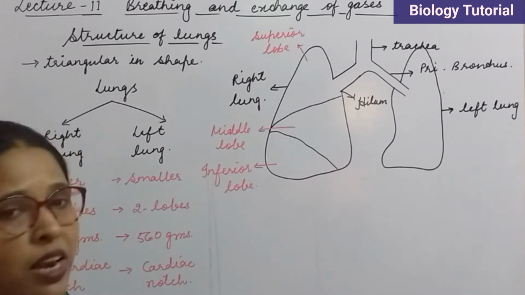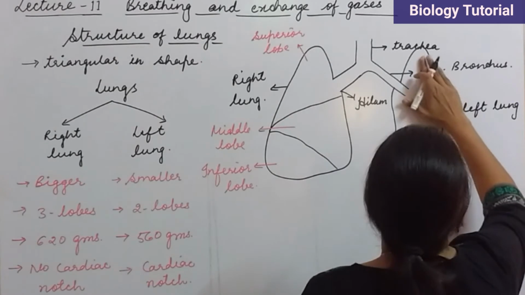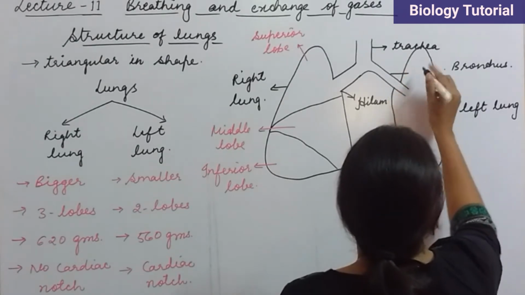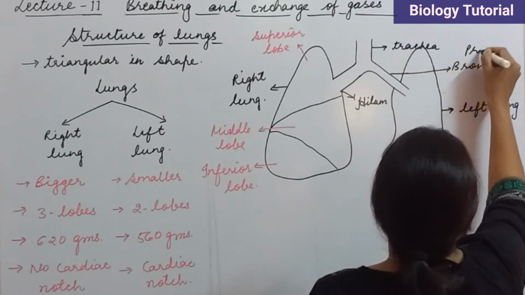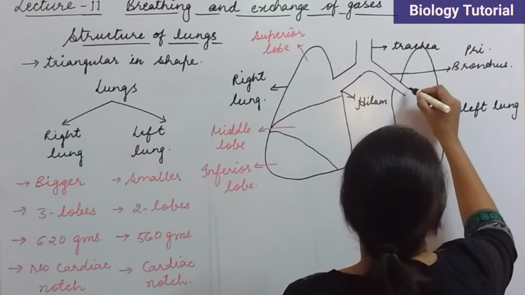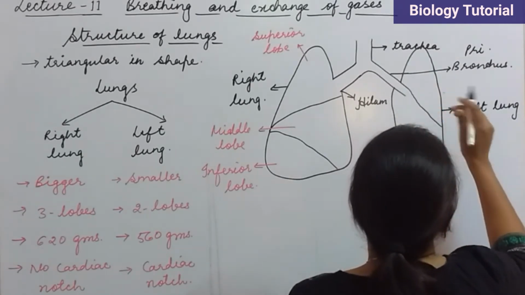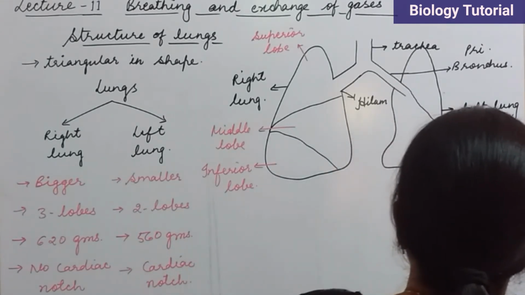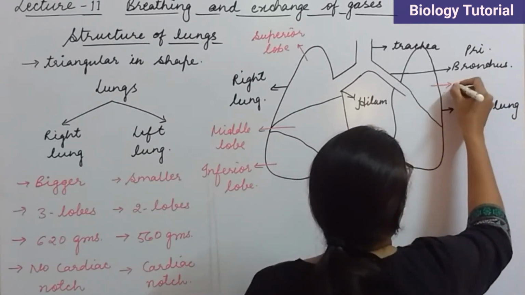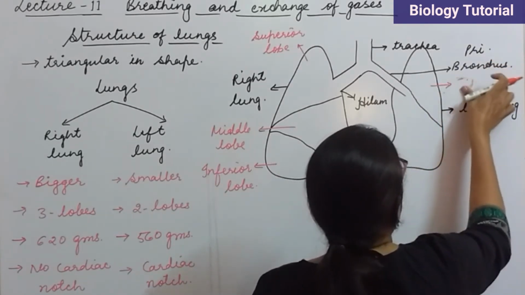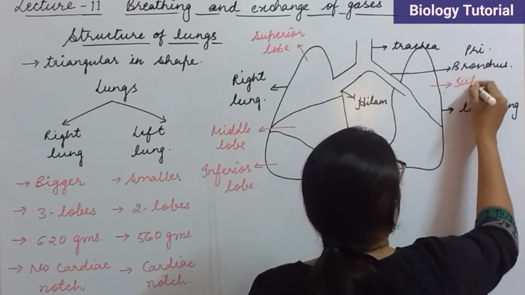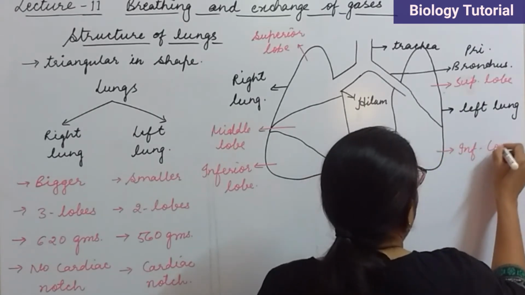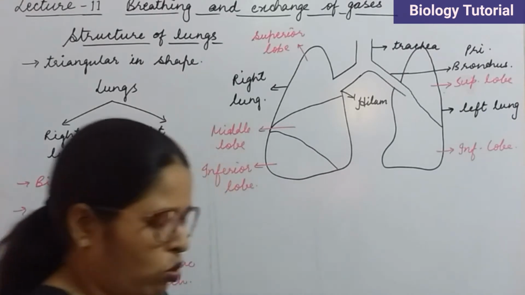Next one is the left lung. Here I am writing the lobes of left lung. This is the primary bronchus. Okay? So here are the lobes of the lungs. This is a 2-lobed structure. In left lung 2 lobes are there. The upper one is the superior lobe, and this one is the inferior lobe. Okay? So these are the lobes.